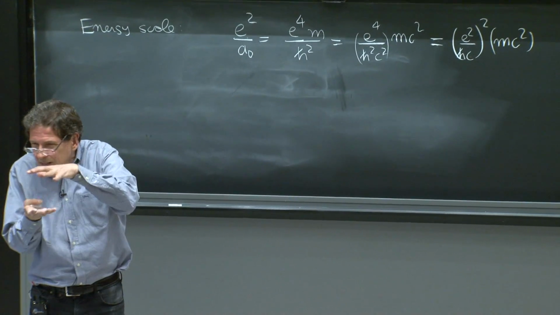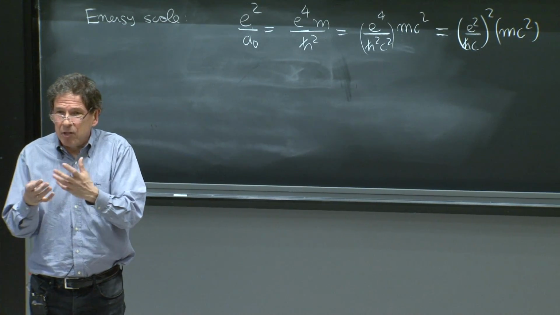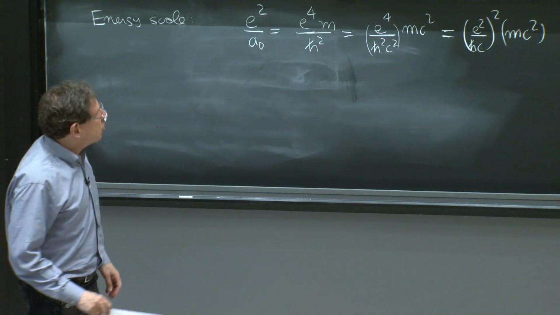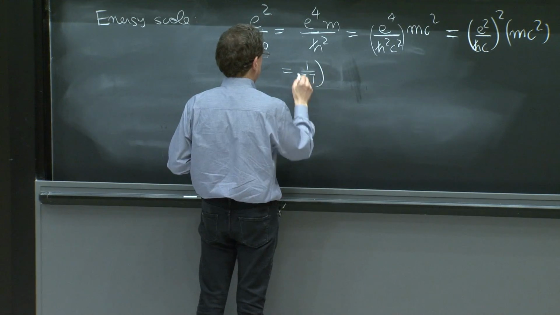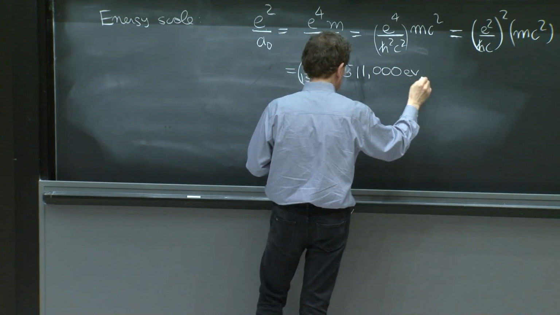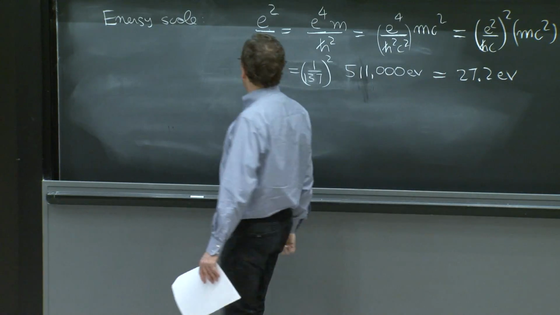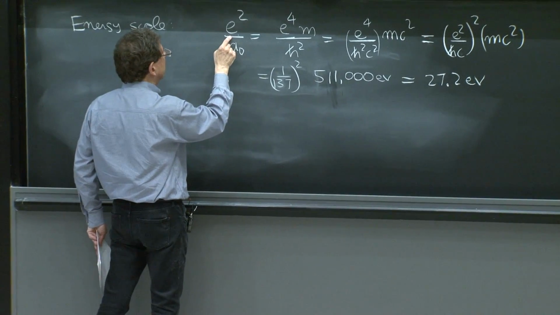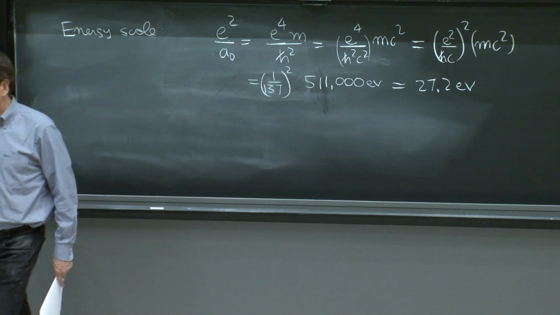So if the bound state energy should be something, it should be a number proportional to the energy that the problem already has. And the problem has one energy, the rest energy of the electron. So it's not too surprising. So it's 1 over 137 squared times 511,000 eV. And that's about 27.2 eV. And the reason this may sound familiar is because the true ground state energy of the hydrogen atom is this number divided by 2, which is 13.6 eV.